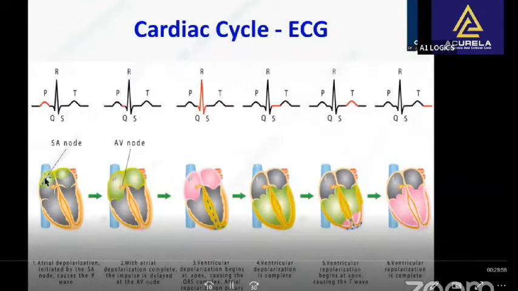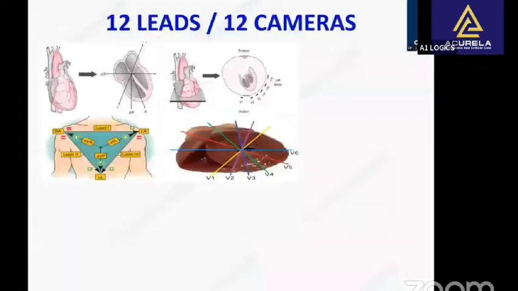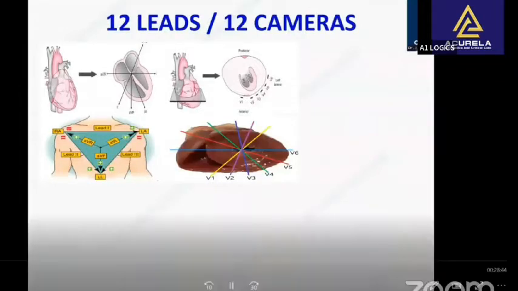The cardiac cycle is in close relation with the ECG. The P wave represents the atrial depolarization. The PR interval represents the AV nodal delay. The QRS complex represents the ventricular depolarization. And the T wave represents the ventricular repolarization.